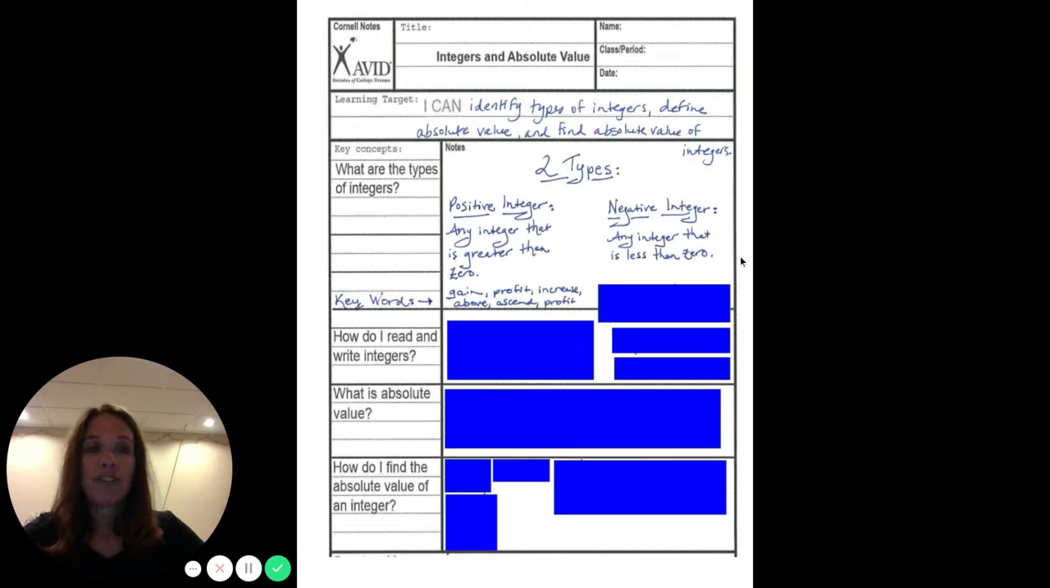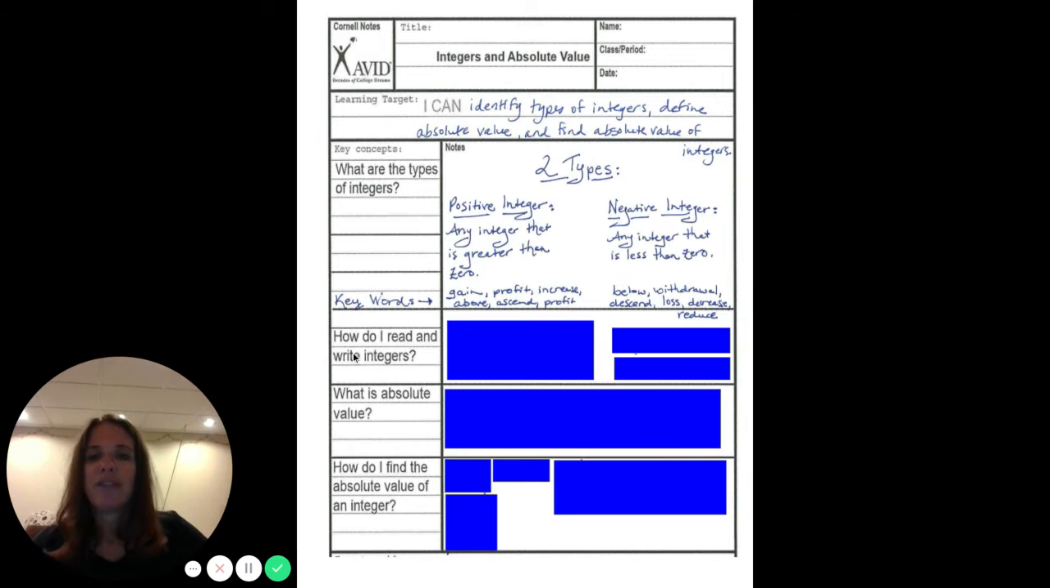For negative integers, below is negative. Like think about swimming below sea level. Withdrawal, taking money out of your account. Even though you're taking it for you, you're taking it usually to spend. So taking it out, that's a negative action. Descend, loss, decrease, and reduce.